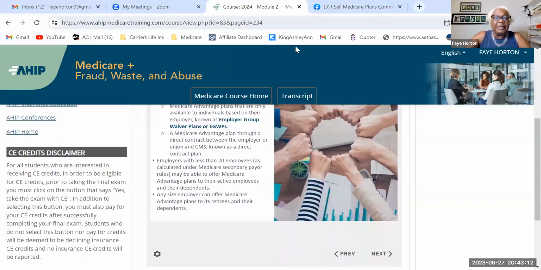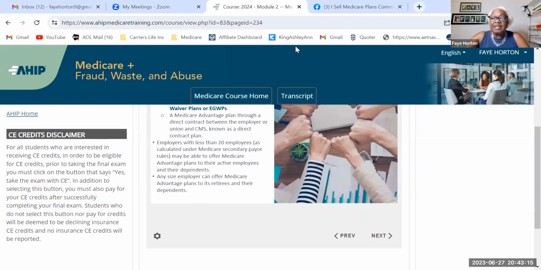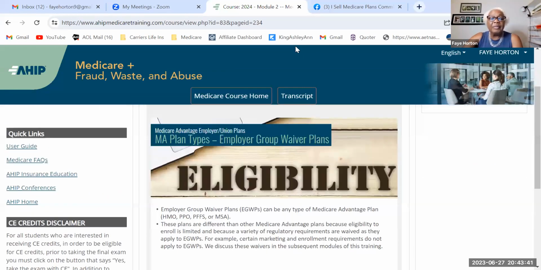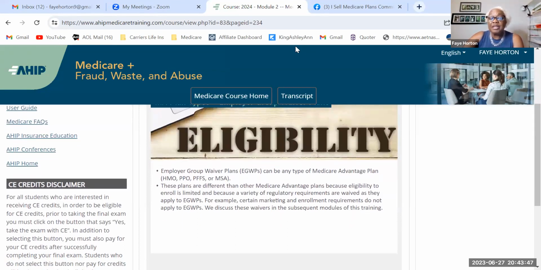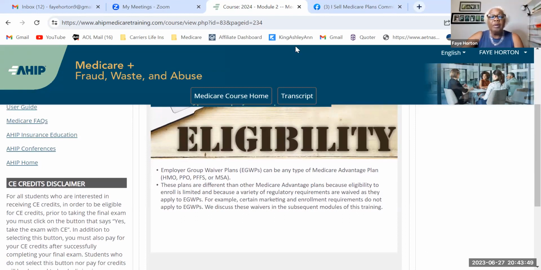a direct contract plan. Employers with less than 20 employees, as calculated under the Medicare secondary payer rules, may be able to offer Medicare Advantage plans to their active employees and their dependents. Any size employer can offer Medicare Advantage to its retirees and their dependents. Employer group waiver plans can be any type of Medicare Advantage plan: HMO, PPO, PFFS, or MSA.